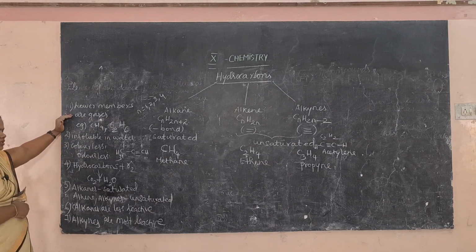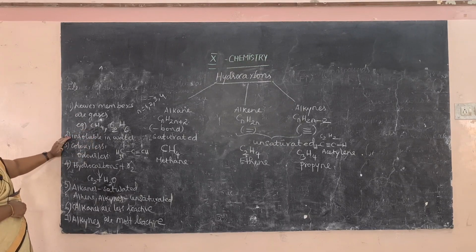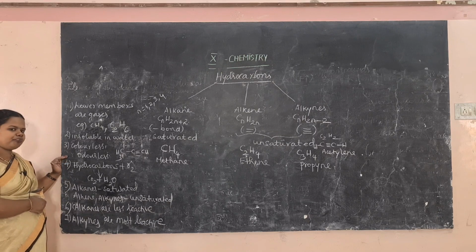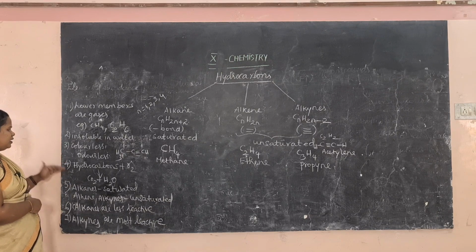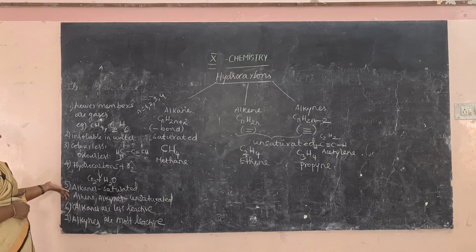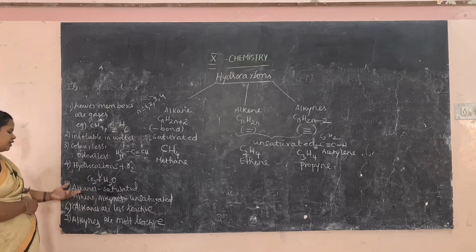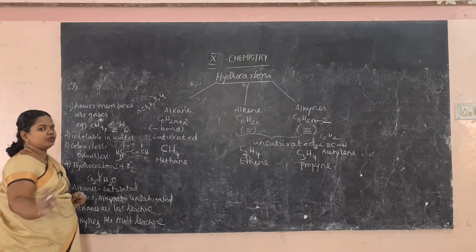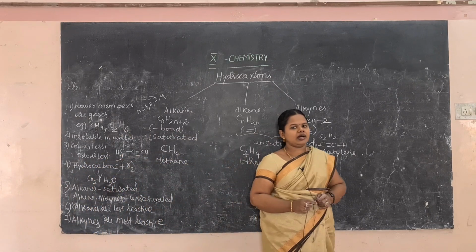The lower members are gases at room temperature, for example methane and ethane. They are insoluble in water, colorless and odorless, and they undergo combustion reaction with oxygen to form carbon dioxide and water. Alkanes are saturated, while alkenes and alkynes are unsaturated. Alkanes are less reactive compared to other classes of hydrocarbons. Alkynes are the most reactive compared to other classes of hydrocarbons.